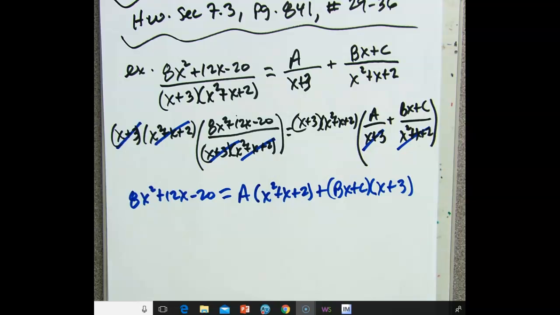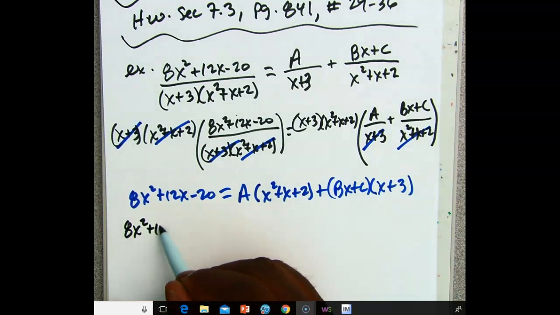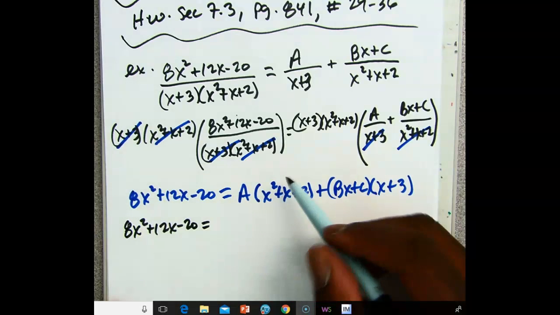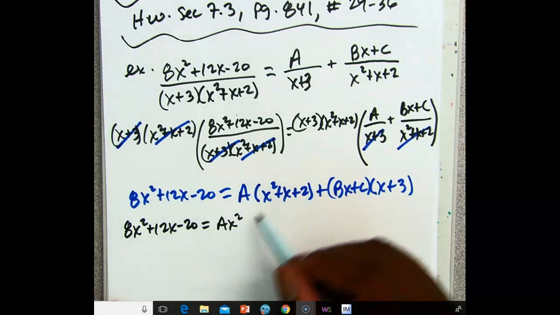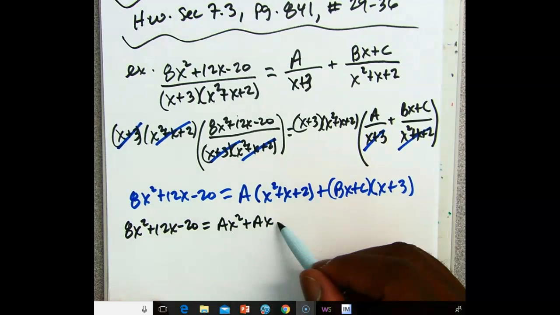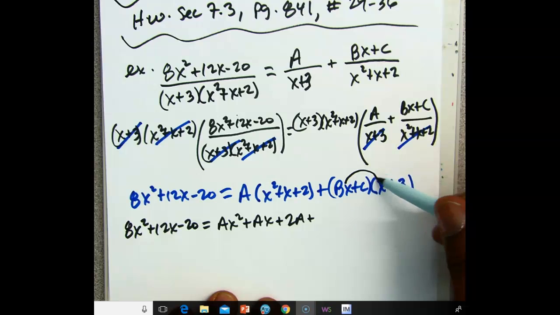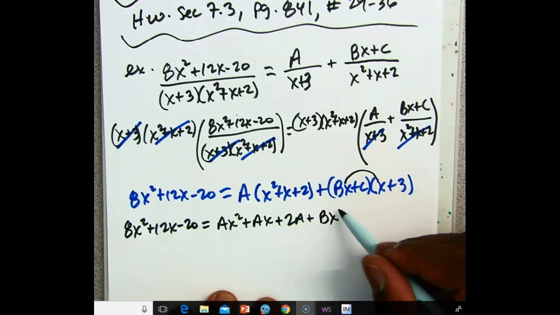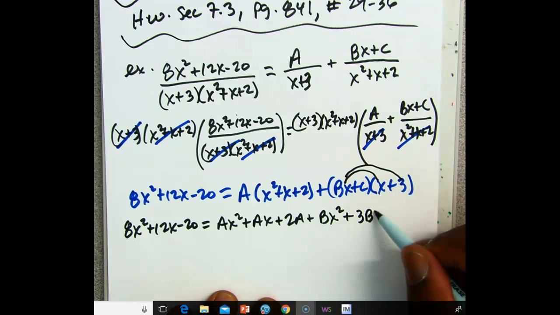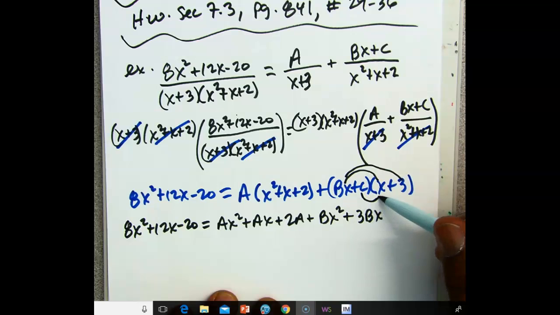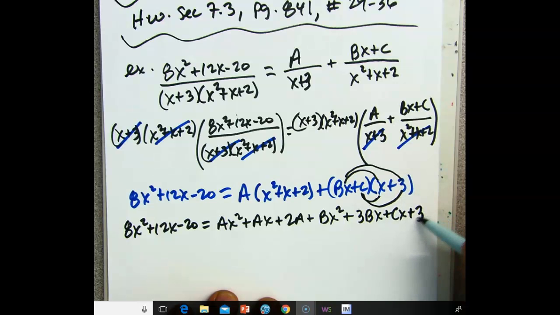Okay. So 8x squared plus 12x minus 20 equals Ax squared plus Ax plus 2A plus, now Bx times x is Bx squared, Bx times 3 is plus 3Bx, C times x is plus Cx, and C times 3 is plus 3C.